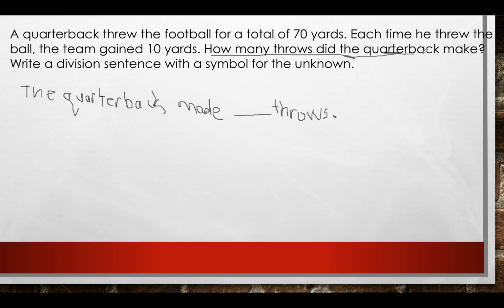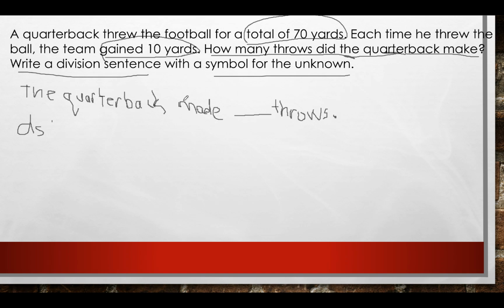Then our next part that we have to do is write a division sentence with a symbol for the unknown. So we have to remember to do that part. All right, so down here I'm just going to put DS so I can remember that I need to write my division sentence. Okay, so let's find our key information. The key information would be total of 70 yards, and that each time he threw it, they gained 10 yards.